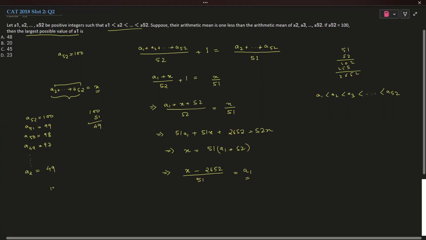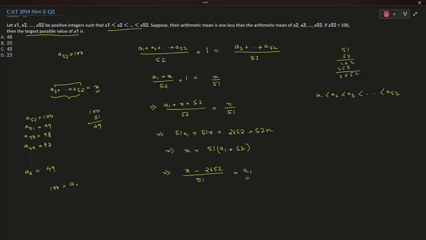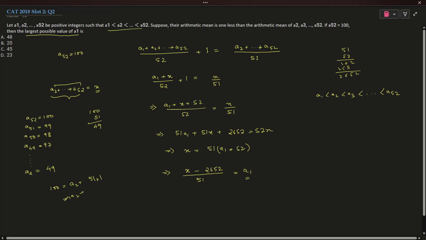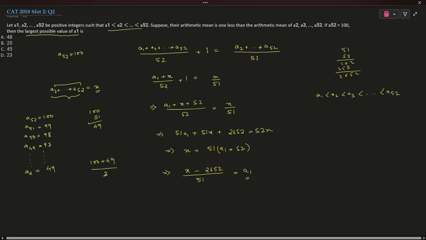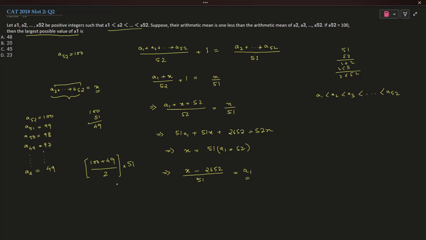So last term equals first term plus n minus 1 into d. What is n? N is the number of terms. How many terms are there? 51 terms are there. D is the common difference, which is 1. So from here A2 will come out to be 49, right guys? What is the sum of all these numbers? This is an AP, so the sum is the first term plus last term by 2, which gives the average, into the number of terms. Number of terms is 51.